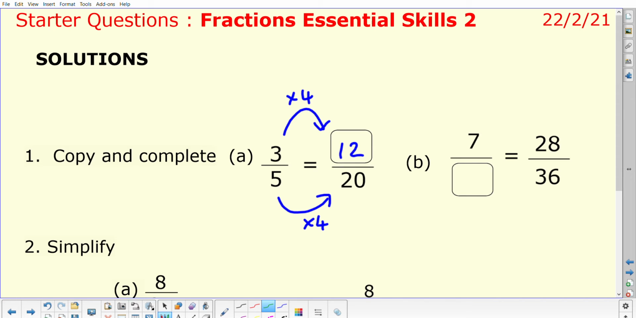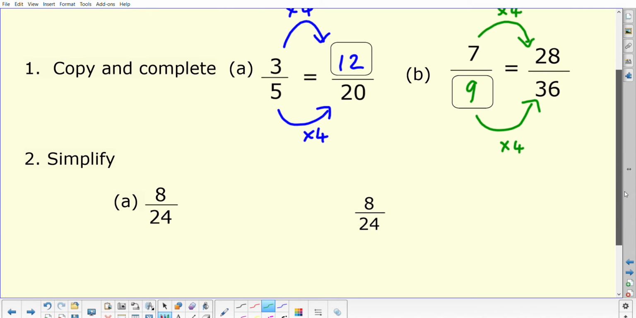So on this one here, clearly we're working either backwards, or you have to think about what have you done to the 7 to change it into 28, and that would be multiplying by 4. So what number do we times by 4 to get to the 36? Or you can think about it as going back the other way. 28 divided by 4 gives you 7. 36 divided by 4 would tell you that what you're looking for in there should have been 9. So that's two ways of getting your equivalent fractions.